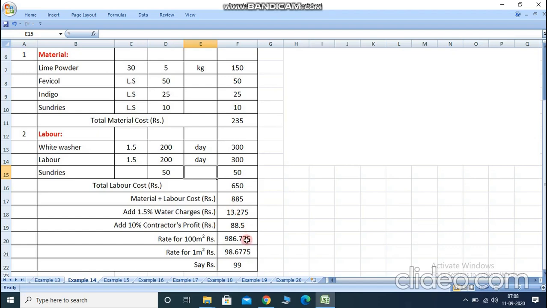So the total amount for 100 square meters of whitewashing 3 coats is 986 rupees 77 paise. Overall, for 1 square meter the rate is 986.77 divided by 100, so we get 9.86. The rounded figure is 10 rupees per square meter, the rate for whitewashing 3 coats.